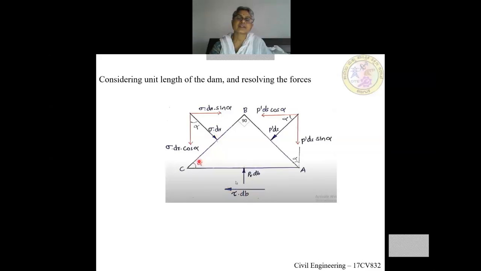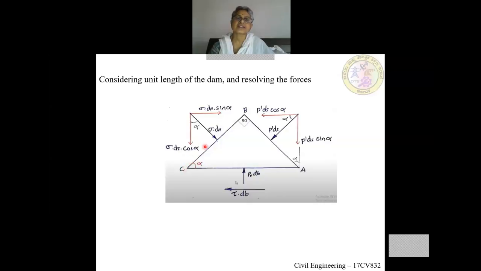This is sigma dr. So what is this angle alpha? This angle is taken as alpha. This is 90 degrees. The angle between the face AB and BC is 90 degrees. So this is your adjacent side. This is your hypotenuse, and this is opposite for this alpha. So when this is alpha, this angle with the vertical is 90 minus alpha. If you complete this triangle, this angle is 90. This angle is 90 minus alpha.